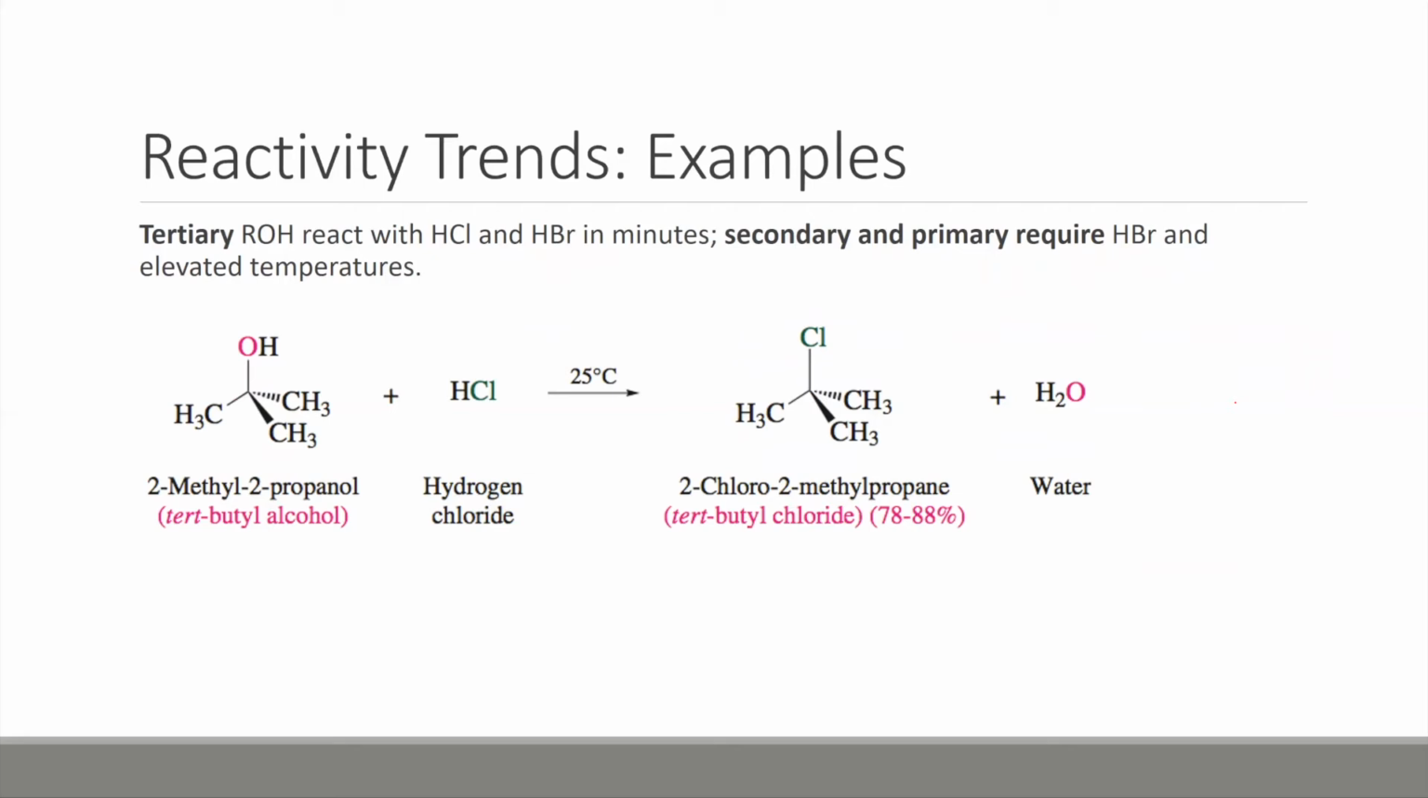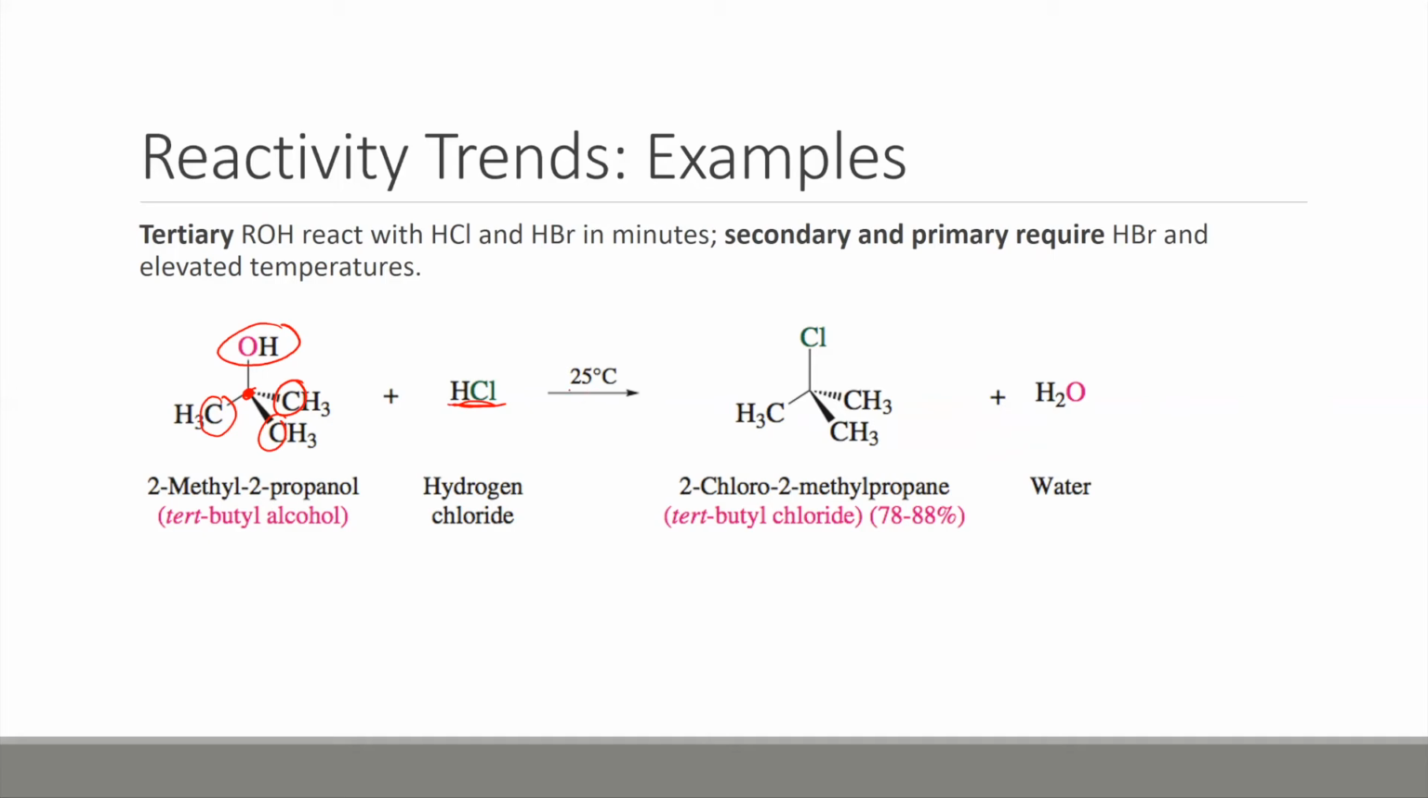Okay, so let's look at an example. Here is a tertiary alcohol. Here's the carbon attached to the OH group, the alcohol, and notice that there are 3 carbons attached to it. So it is a tertiary alcohol. And we're reacting it with hydrogen chloride. This is a medium level reactive acid.